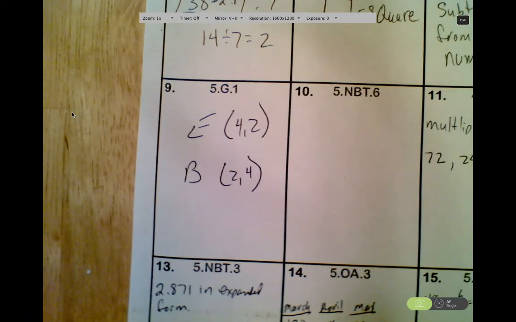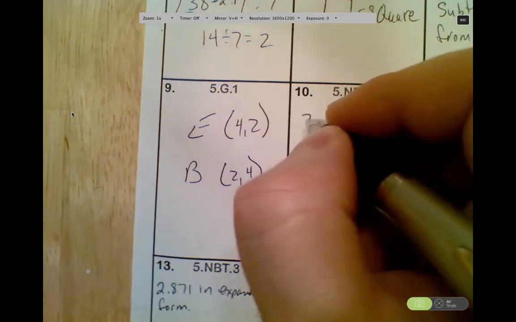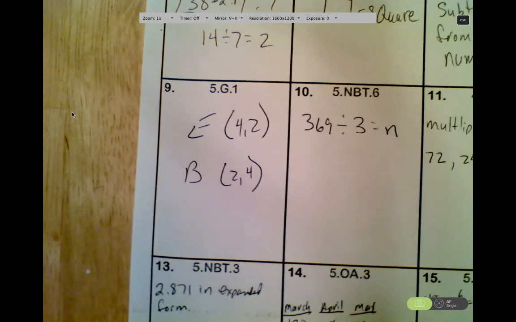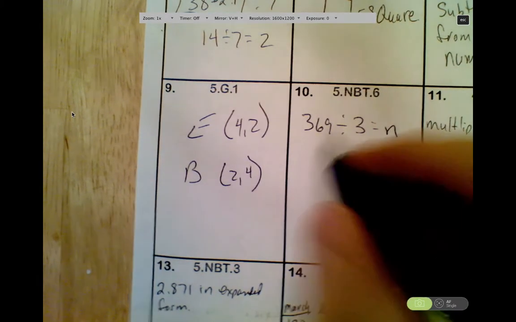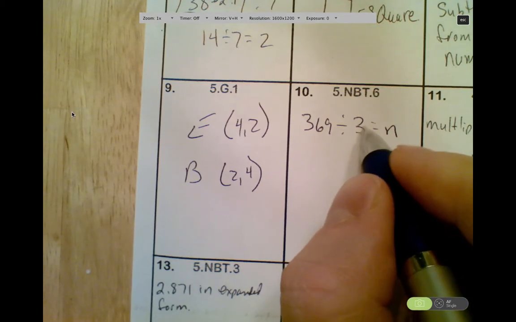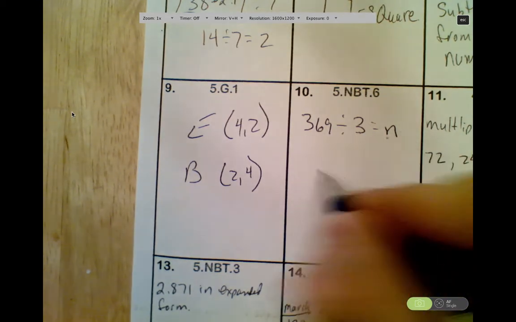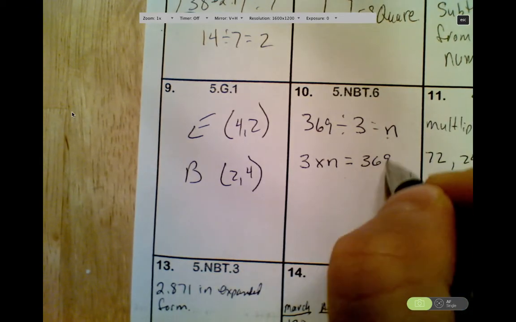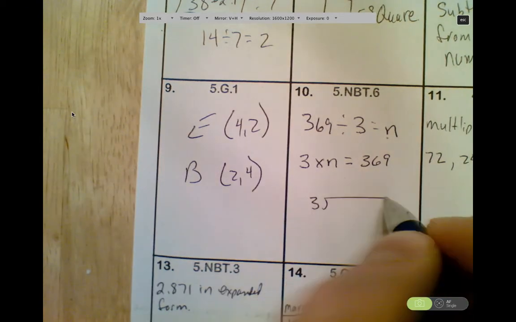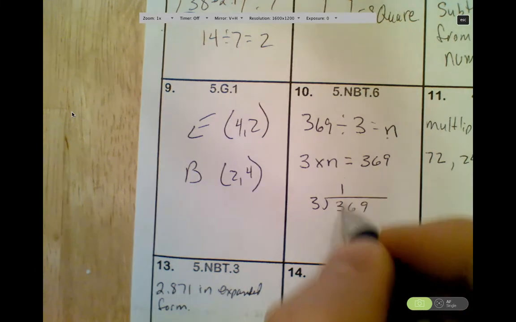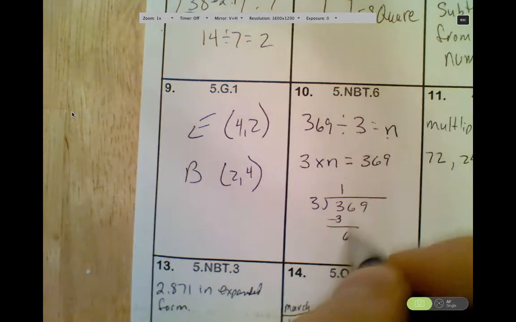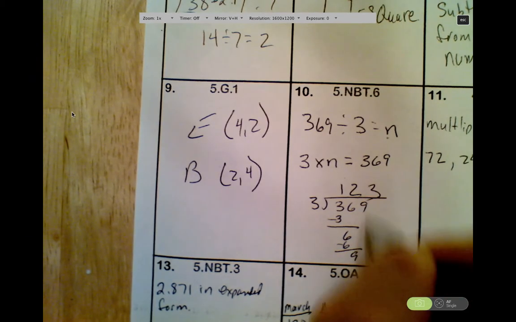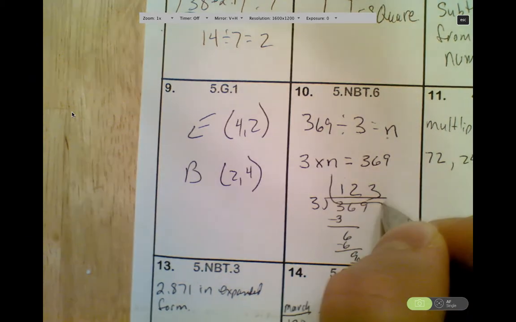Number 10, write a multiplication equation related to 369 divided by 3. These are basically just fact families. So the multiplication equation would be just this times this. So 3 times n equals 369. How do I figure that out? I'll just go ahead and divide these. Find out that it's 123.